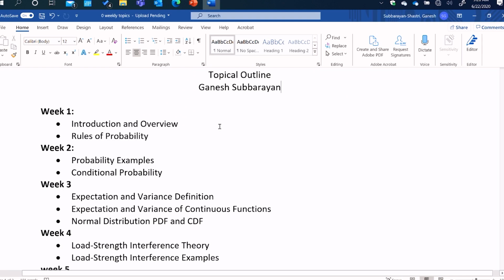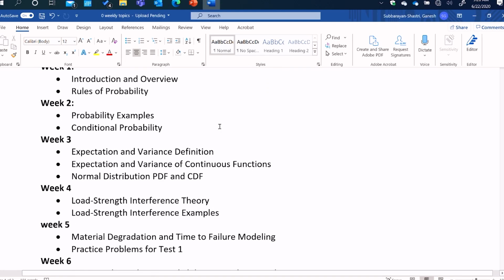The topics that we will cover over the course of 15 weeks of lectures: in the first week I will introduce you to the topic of reliability. And since reliability requires an understanding of probability and statistics, we'll start with rules of probability. In the second week, we'll continue on with probability examples and conditional probability, discussion of conditional probability. In week 3, we'll discuss expectation and variance.